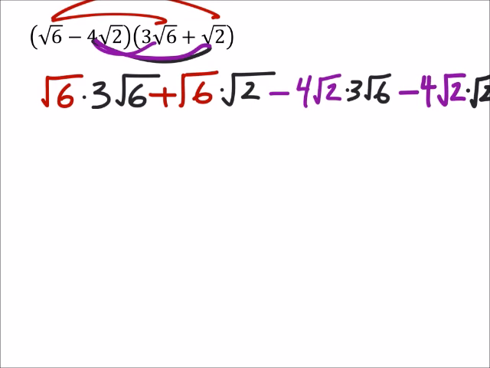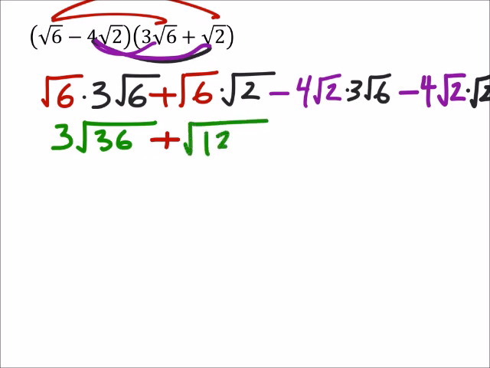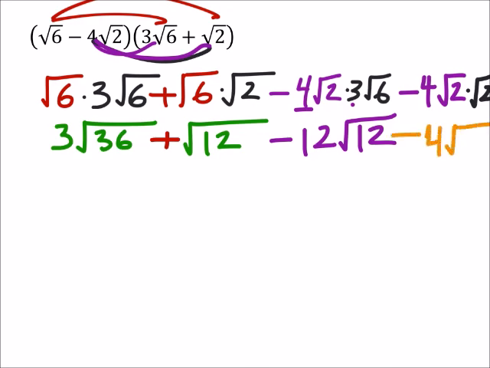So first, let's look at this one. I'm just going to rearrange this. 3 times the square root of 6 times 6, which is the square root of 36. Then we're going to add the square root of 6 times 2, which is the square root of 12. Then on this one, we got 4 times 3 is 12, and then the square root of 2 times 6 is the square root of 12. And then I'm going to subtract 4 times the square root of 2 times 2, which is the square root of 4.